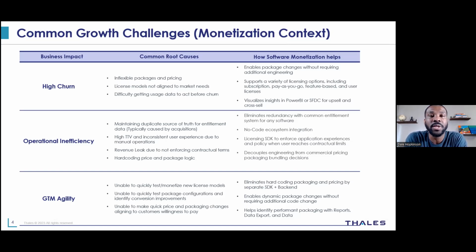In the case of operational efficiency, when companies are growing from single product to multi-product, whether that's organic or inorganic through acquisition, sometimes you have redundant systems, right? So we see software monetization helping a number of these root causes to really drive some outcomes in the business.